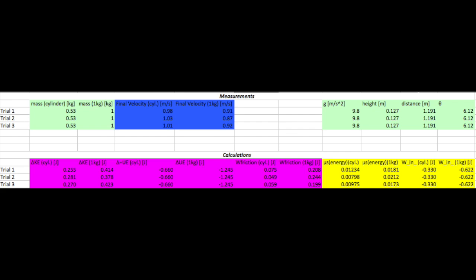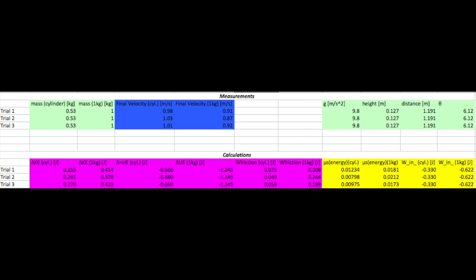As you can see, the change in kinetic is positive and the change in potential is negative, because we went from positive potential to zero potential, and from zero kinetic to positive kinetic. We calculated the work done by friction using the coefficient calculated in the yellow, which we found using the equation shown in the energy setup.